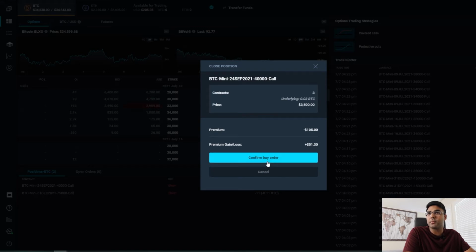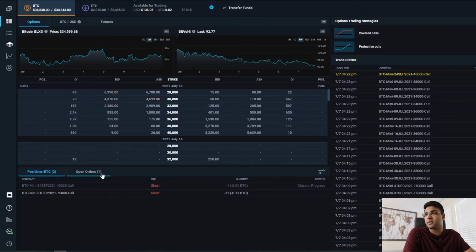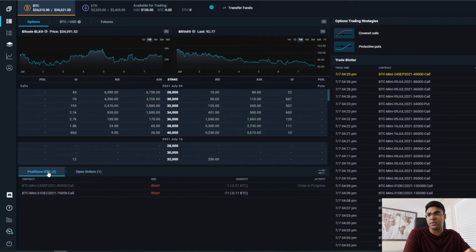Let's do it. Confirm this buy. Close order received. Check open orders for status. Open orders. Okay, so 2 of 3 are filled. I'm still waiting on the third one. And so while we wait for the third one, what I'm going to do is, we got less cash in the account as we bought to close. And at the same time, I can use that same cash in order to buy to close or do other actions on my December calls that I sold to open.